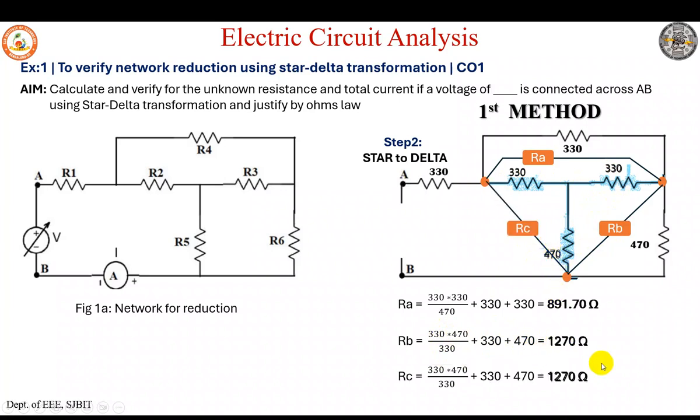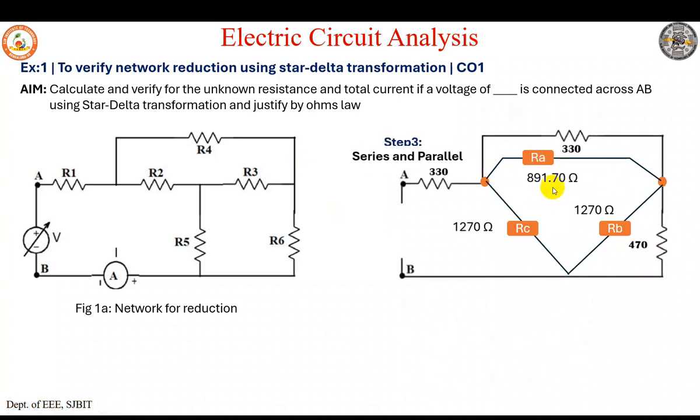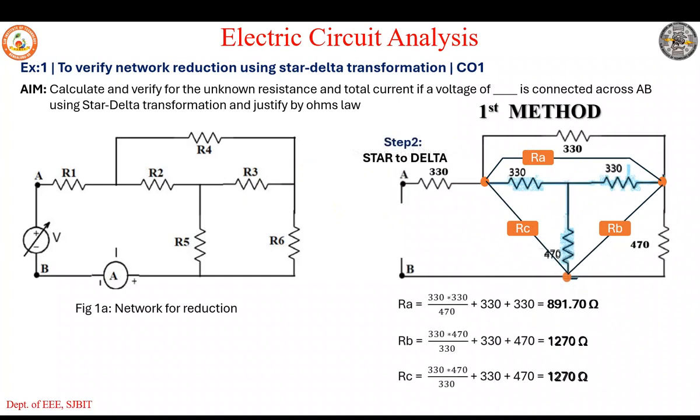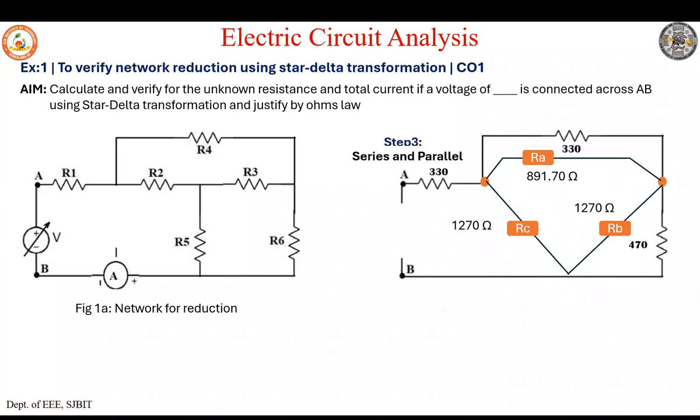Similarly RC. So now what we have done, we have just identified where we are applying. We analyzed that none are in series and parallel, and then we started by applying star to delta. We selected one out of 3 stars and applied star to delta. Once we have converted the star to the delta, remove all those star elements. So please observe, all the star elements are removed, retaining the delta elements. RA was this value, RB and RC were 1270 ohms.